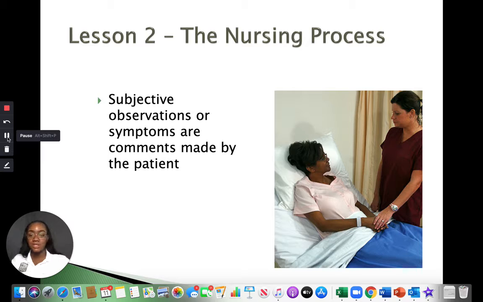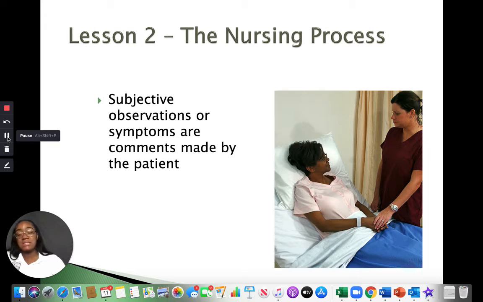With subjective observations, which is the slide we're on now, subjective observations or symptoms are comments made by a patient or complaints made by the patient. The patient may offer information, for example, I have no appetite. Or a member of the nursing team asks a patient a question, for example, did you sleep well last night? The patient will state, no, this pain in my back has been waking me up again and again.